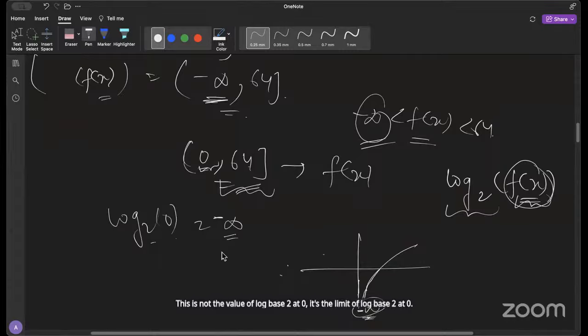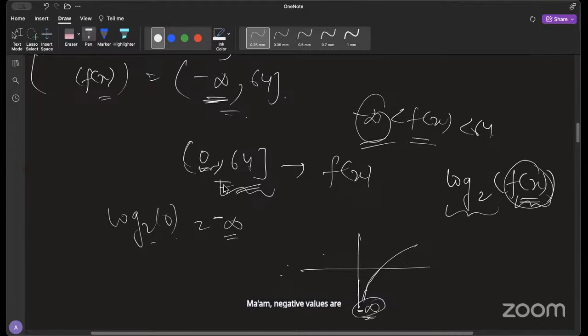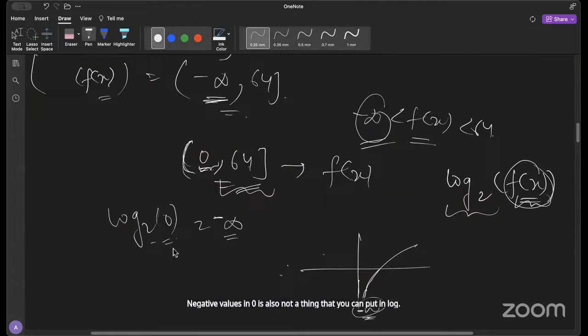Ma'am, can we also say we can't keep negative values inside log, so that's why you are putting an open bracket at 0? Yes, ma'am, negative values are undefined inside log. So that's why we are taking 0 with an open bracket. And negative values and 0 are also not things that you can put in log. That's why we've kept it open. This thing is the limit at 0.